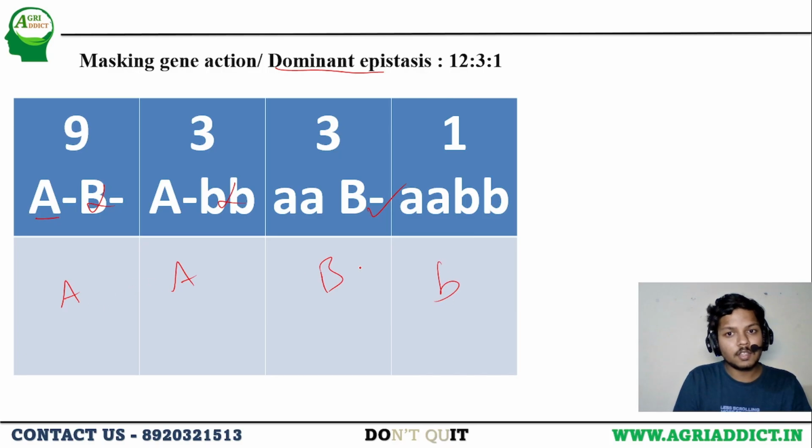So if we take this as the phenotypic ratio, we get A plus A, meaning 9 plus 3, as 12 as the phenotypic ratio. Here you get 3, here 1. Like this, we get the phenotypic ratio of 12:3:1. So if you understand the definition correctly, you can get that ratio accordingly.